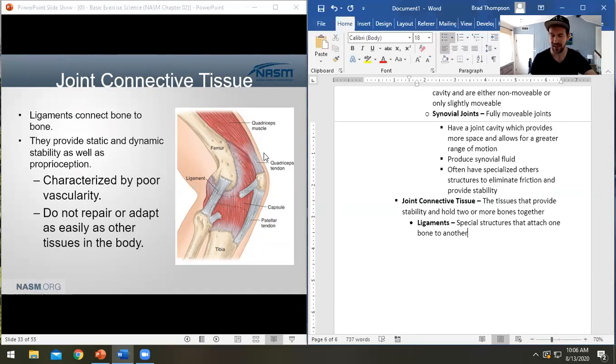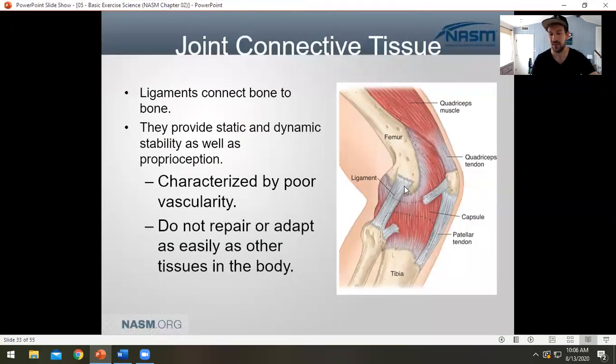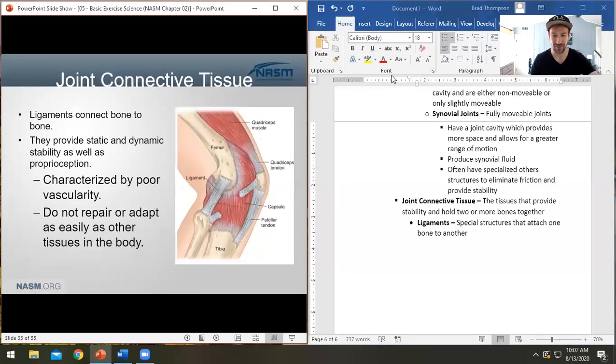I love and hate this picture simultaneously because this is the picture that's in your textbook. I love it because it does show ligaments, right? There's one right there. That is your MCL ligament. That's your medial collateral ligament. But I also hate this picture because you can see there's a tendon and they are very similar looking, and it often leads to students getting confused. So don't get confused. Ligaments attach bones to bones. Tendons attach muscles to bones.